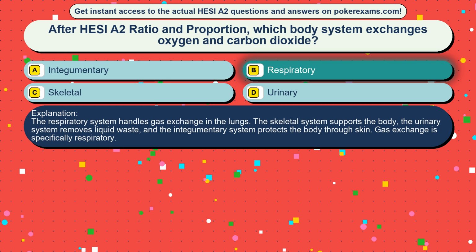The skeletal system supports the body, the urinary system removes liquid waste, and the integumentary system protects the body through skin. Gas exchange is specifically respiratory.